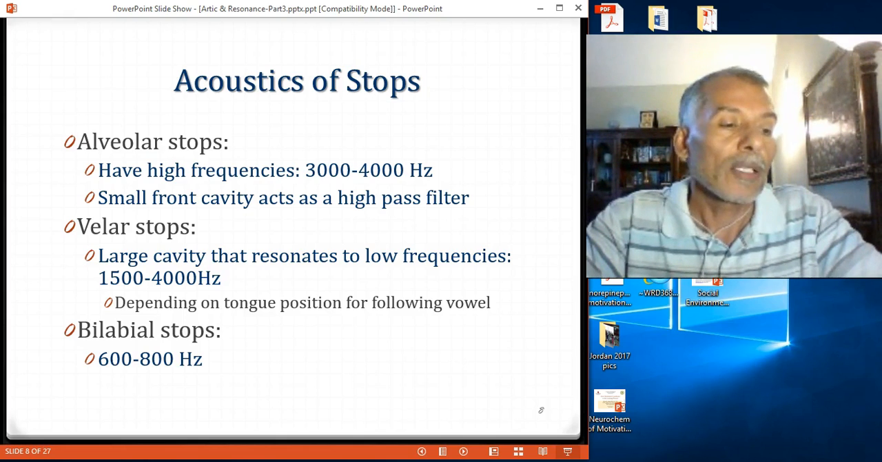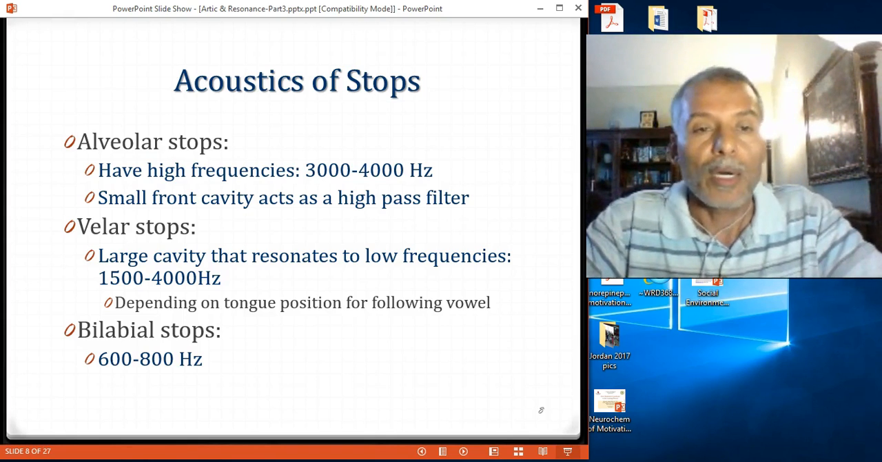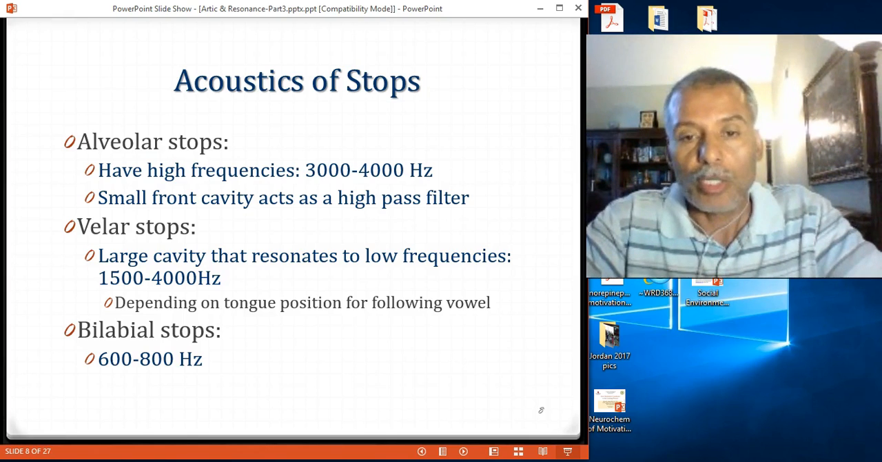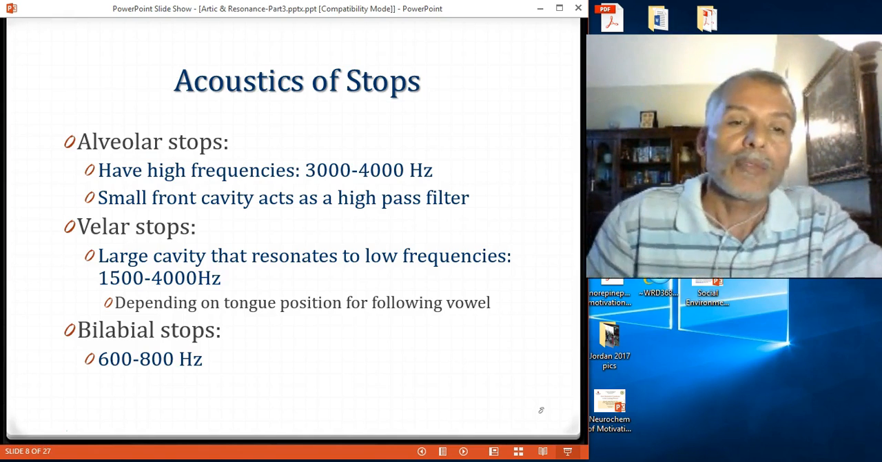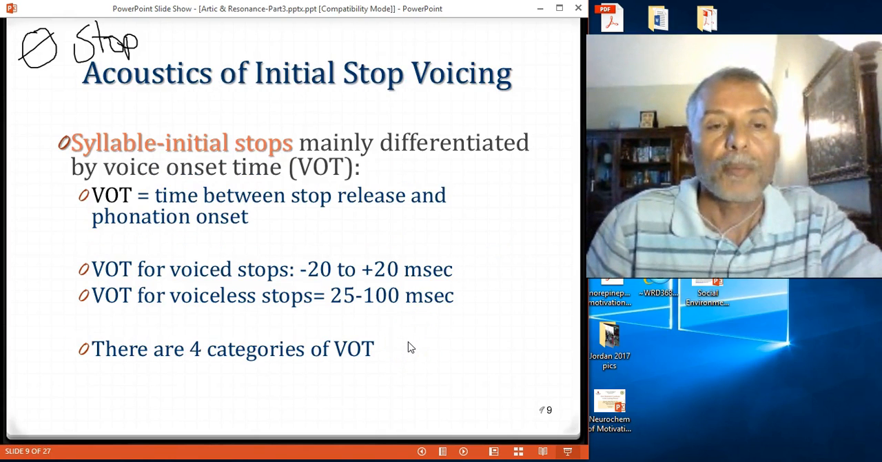If there's a high frequency vowel that comes before or after them, they are affected. But this is what you have, a range from 1500 hertz to 4000 hertz, depending on the position and the following vowel. The bilabial stops are the lowest, at 600 to 800. So if you take all of these values and average them, that gives you the initial burst that's around 1500 on average.